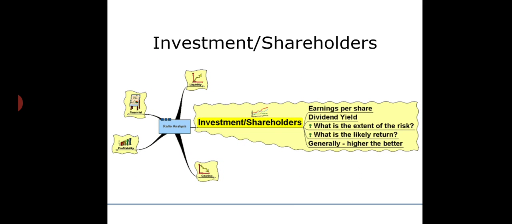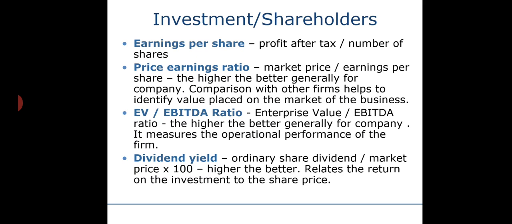Okay, the second one is about the investments and shareholders. Now we will study what the investments and shareholders measures are in banking and financial institutes. The first one is the earning per share, profit after tax upon the number of shares. Whenever you study the investment of a particular financial institute, you should consider the profit after tax.